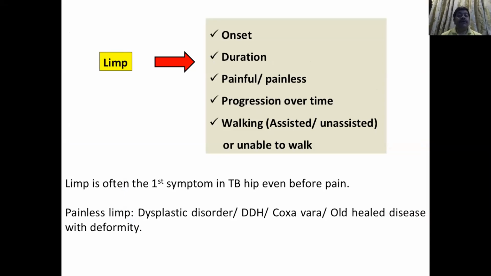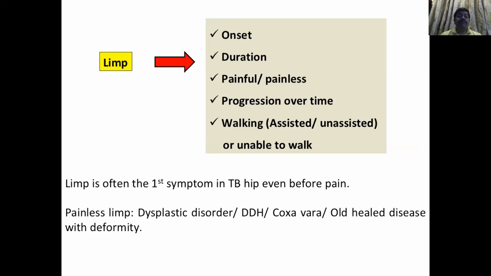The next important symptom would be a limp, and we want to know the onset, the duration, and whether it is painful or painless. This one association separates the diagnosis into two groups. A painful limp and a painless limp give you a different list of diagnoses. If you broadly divide it, invariably childhood limps are painless and adulthood limps are painful. This is a rough sort of assessment.